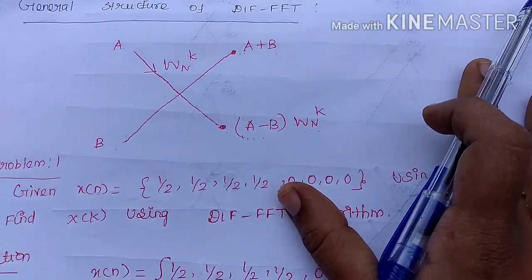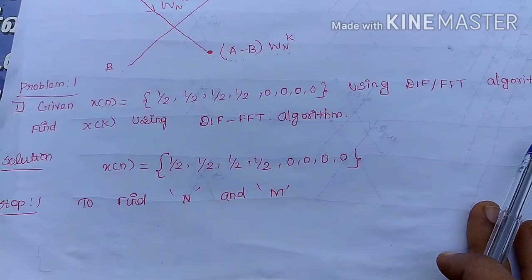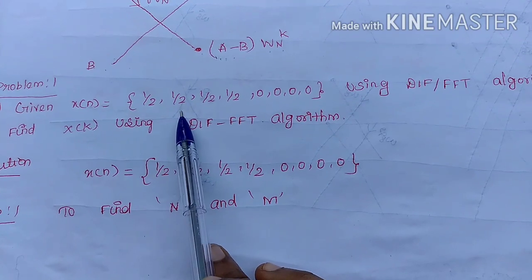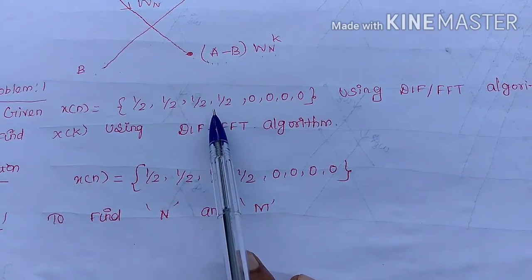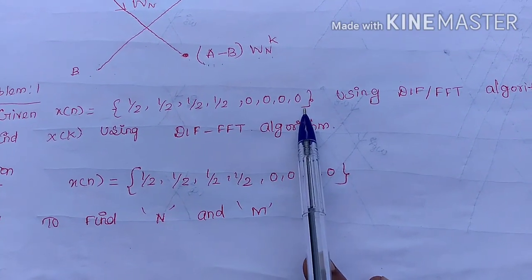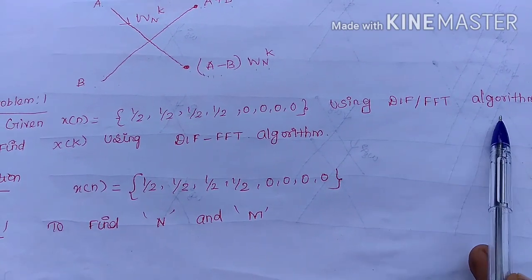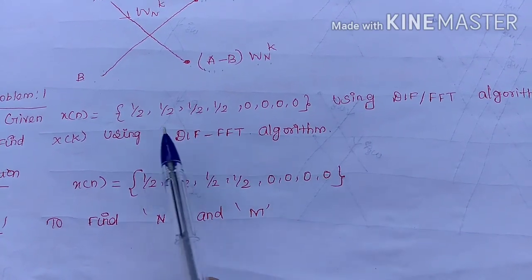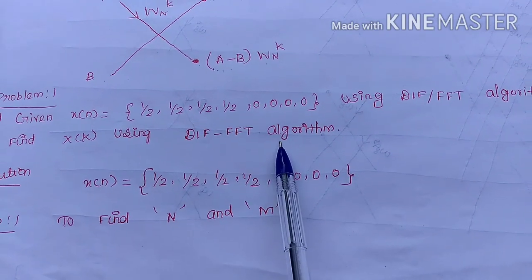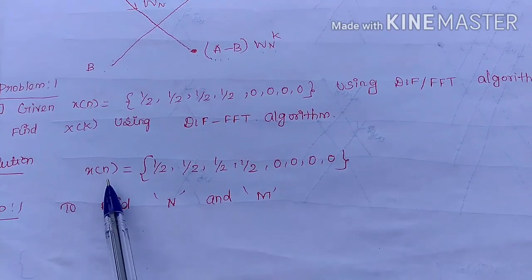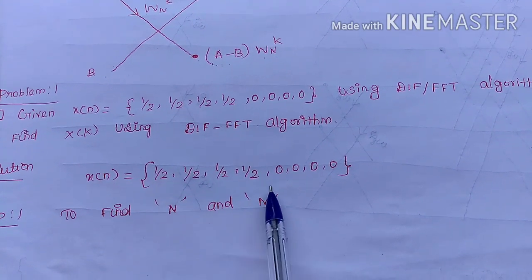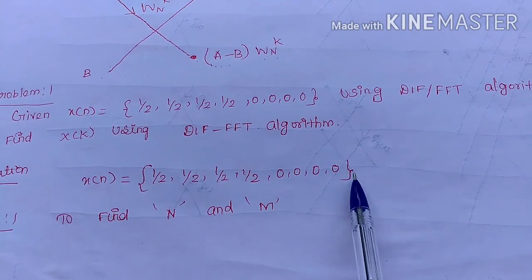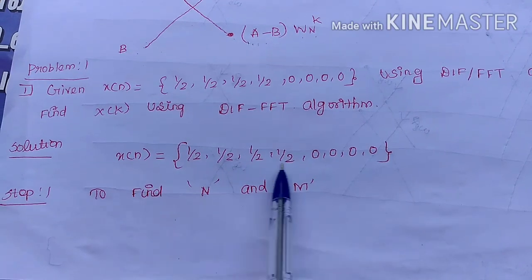Now we go for our problem. Given x of n is equal to half, half, half, half, and 4 zeros, using the DIF FFT algorithm, find x of k. Listen here, DIF FFT algorithm. For the solution, x of n, this is our given order: x of n is half, four times, and 0, four times. This is our given input order.